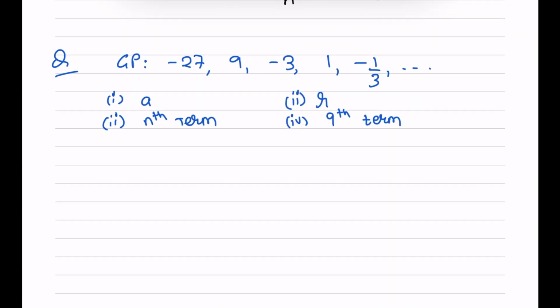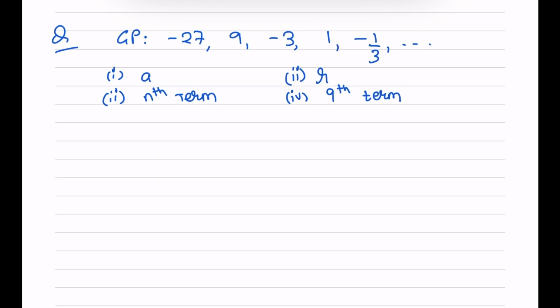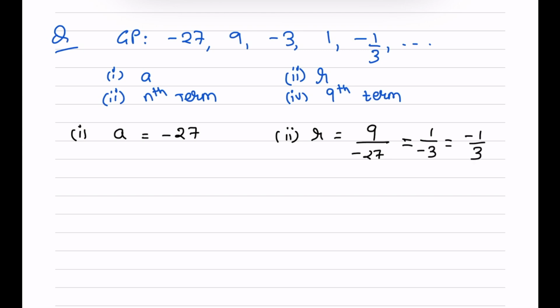So let us see the first question. The given geometric progression is negative 27, 9, negative 3, 1, negative 1 upon 3 and so on. Here the first term is negative 27. The common ratio is given by the ratio of second term to the first term. So we divide the second term 9 by the first term negative 27, which gives 1 upon negative 3 or negative 1 upon 3.